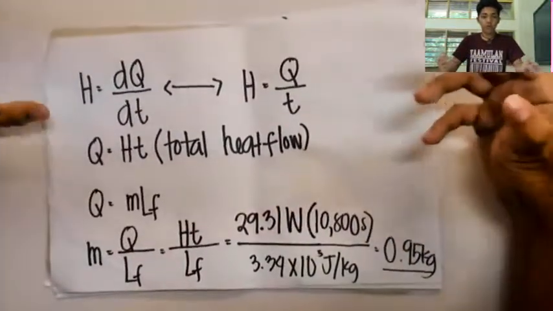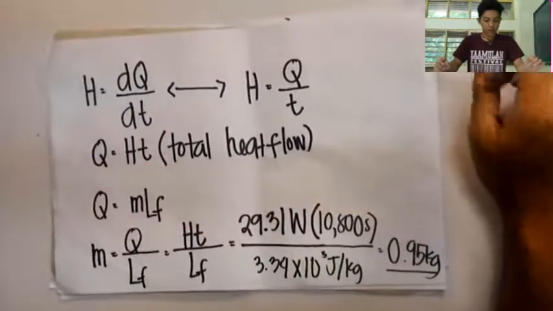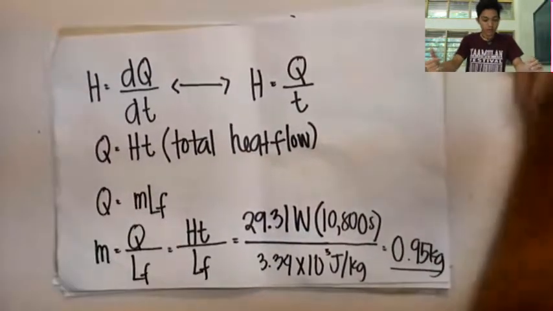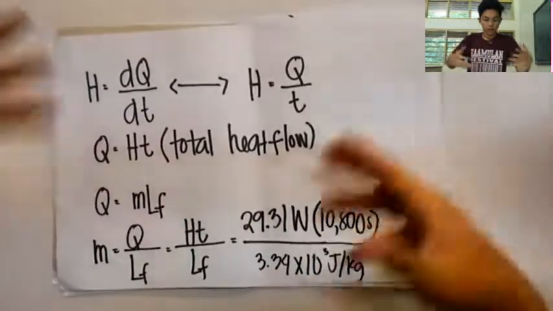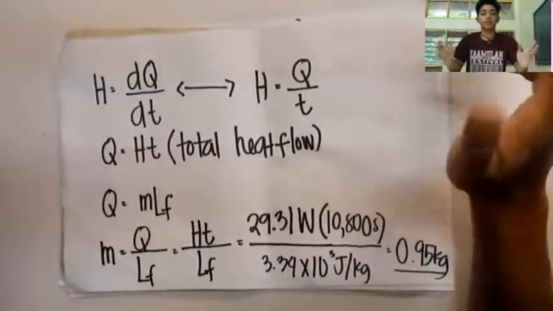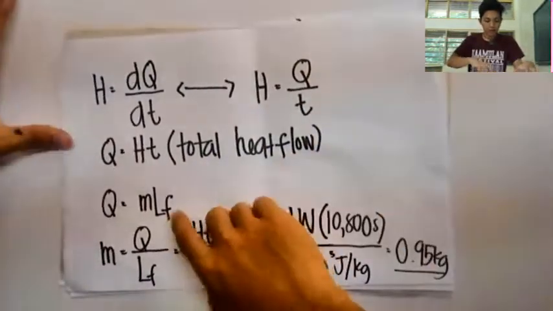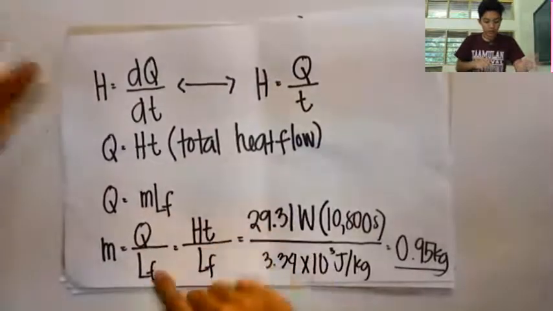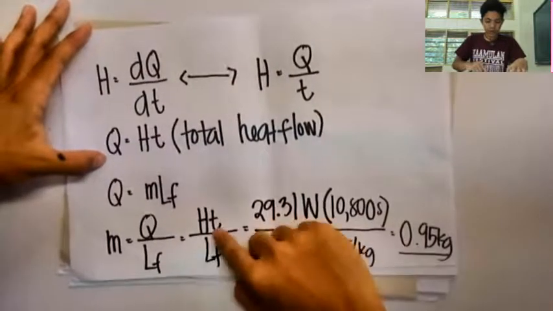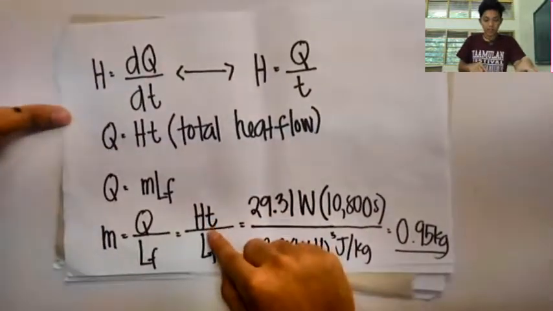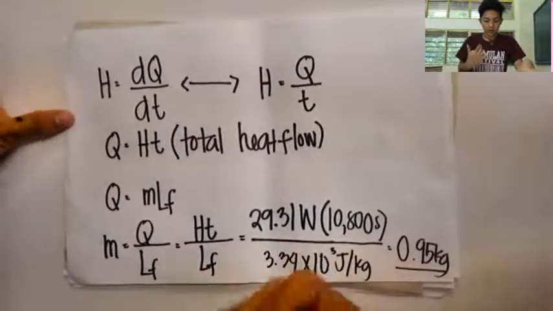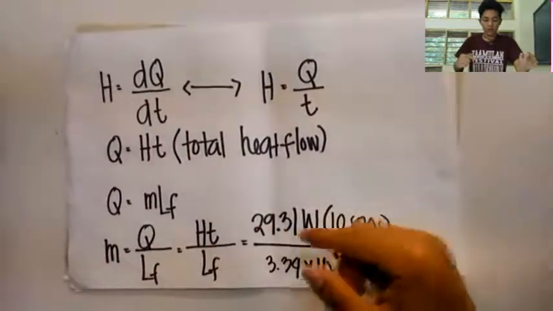Here we can relate the heat by latent heat of fusion, because the ice melts. So we manipulate the formula for finding the mass, because it is the amount of ice we want. Just put Lf at the bottom, so we have Q over Lf, the latent heat of fusion. Q is the total heat flow, Ht. So we just substitute Ht for Q over the latent heat of fusion.